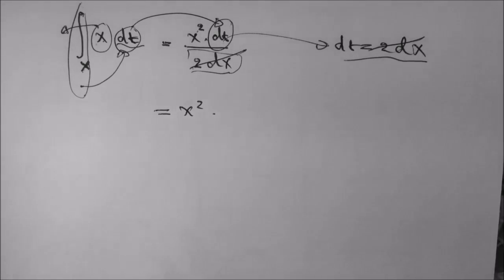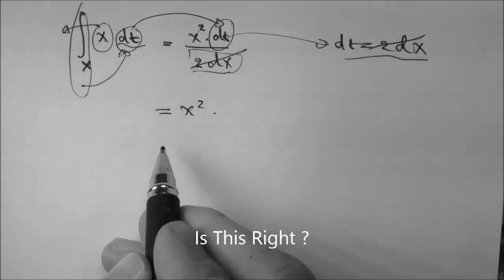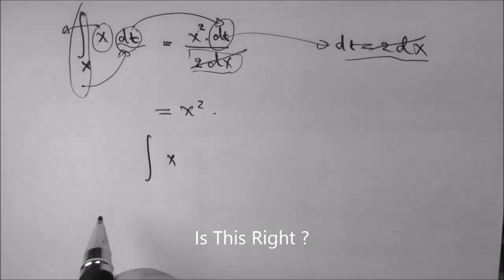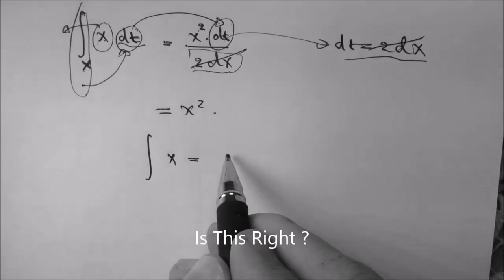Okay, so I know I'm starting a big argument over here, so I'm waiting for your comments on this video. Do you think that integration x without a dx equals x squared over 2dx?